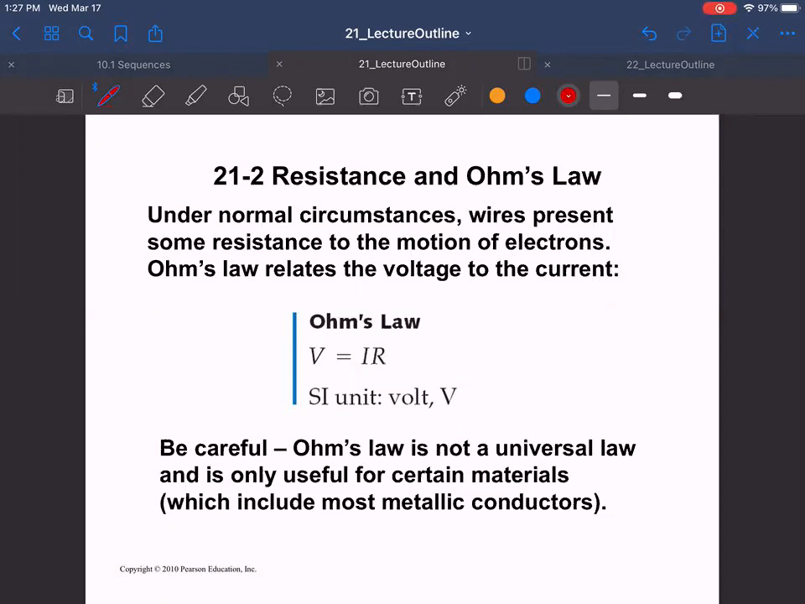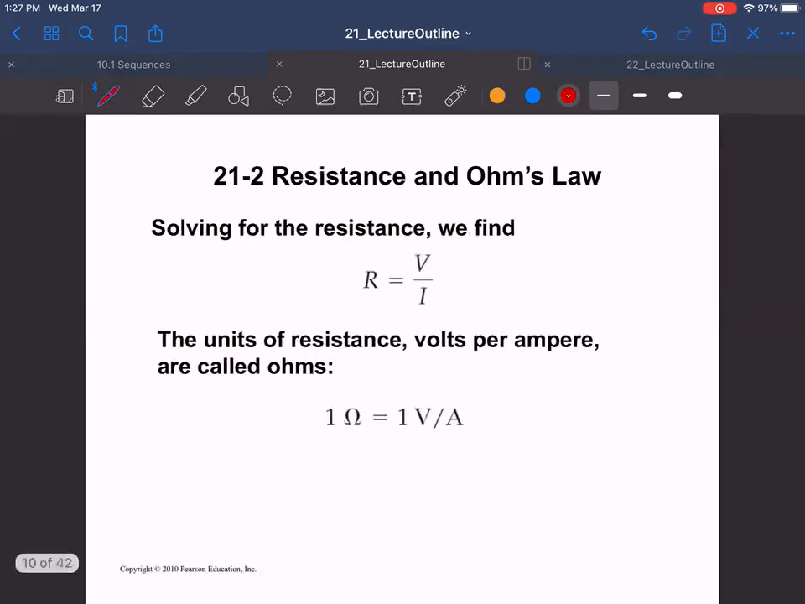Most conductors it works for. If you solve for resistance, you can get R equals V over I. You just solve it. The units of resistance are volts per amp, and we call that an ohm. Fits nicely with our Ohm's law, right? In an ohmic material. It's an ohm. And we use that Greek letter omega.